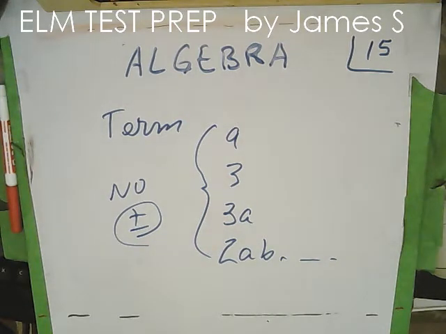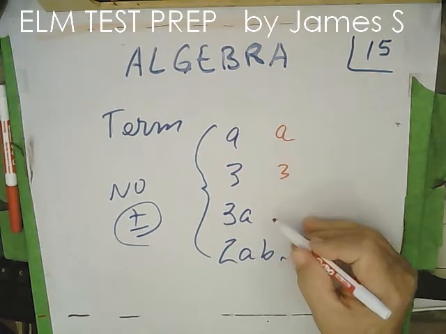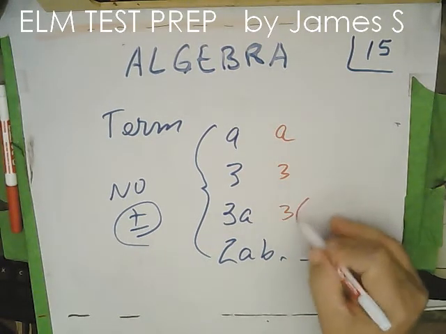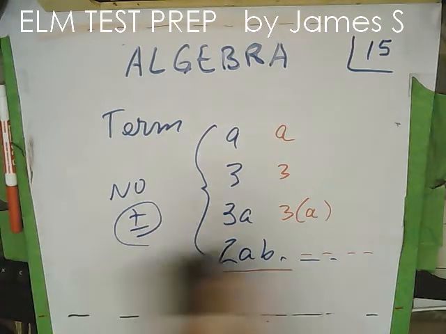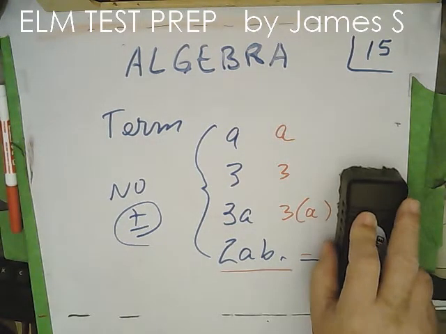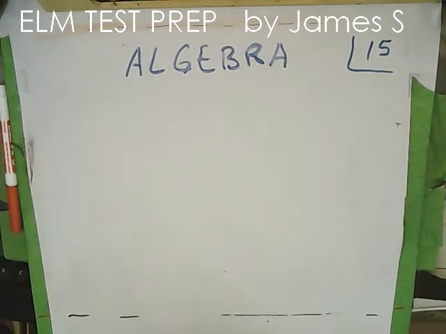Well, all we know about A at this point is that it's A, and that 3 is 3, and 3A is really 3 times A, whatever A is, and this one here is 2 times A times B times whatever other terms are out there. But we don't know any values. All it is is a term. It's part of what we're going to use as a fundamental building block of our language of algebra.